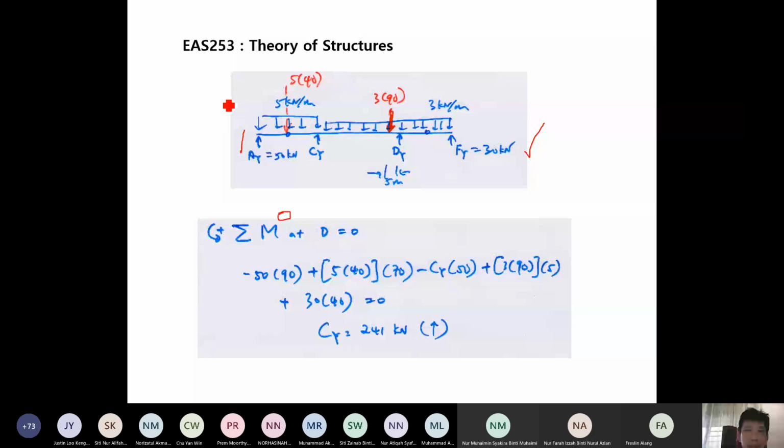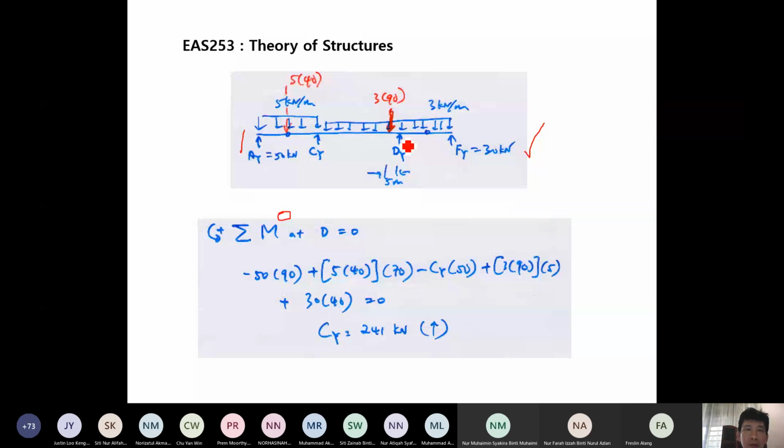So you take moment at D, you can find Cy. So you take moment at D, you find Cy. Then again, I consider counterclockwise as positive. So this negative 50, 90 come from Ay at D.